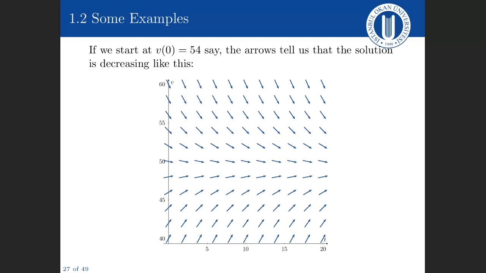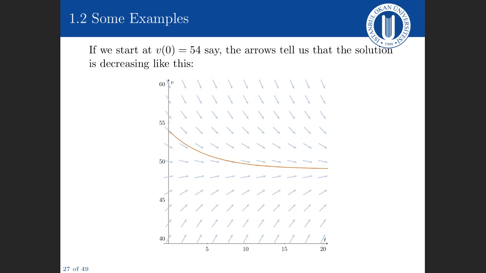I'm going to show you how to draw a direction field like this later. But first, I want to understand what we can find out about the solutions just from looking at the direction field. Let's suppose, just for example, that we start at v0 equal to 54. In other words, let's suppose we start just here. The arrow says we should go downwards. So we go from 54, we go down a bit. Then we look at the next arrows. The arrows say we should be sloping this way. Keep going down. We should be sloping a little bit less. Just from looking at these arrows, we can guess that the solution looks something like this.